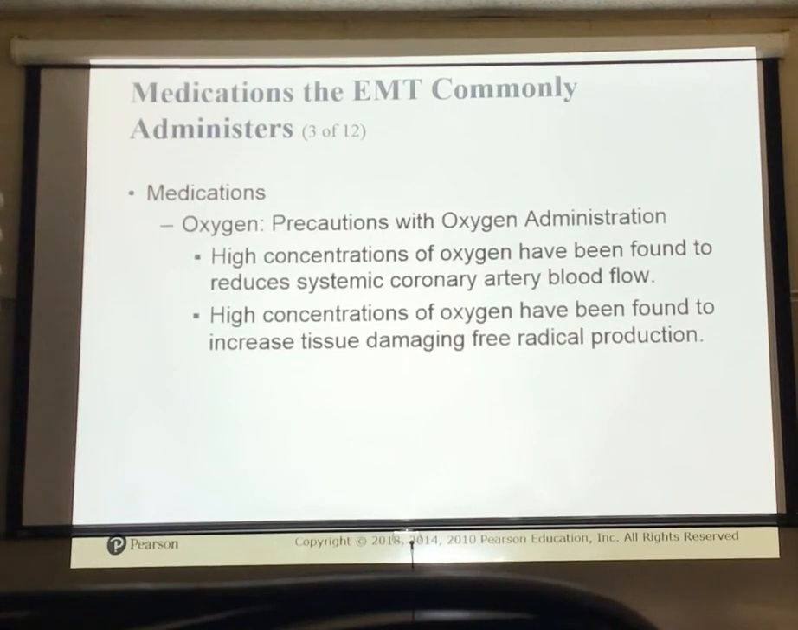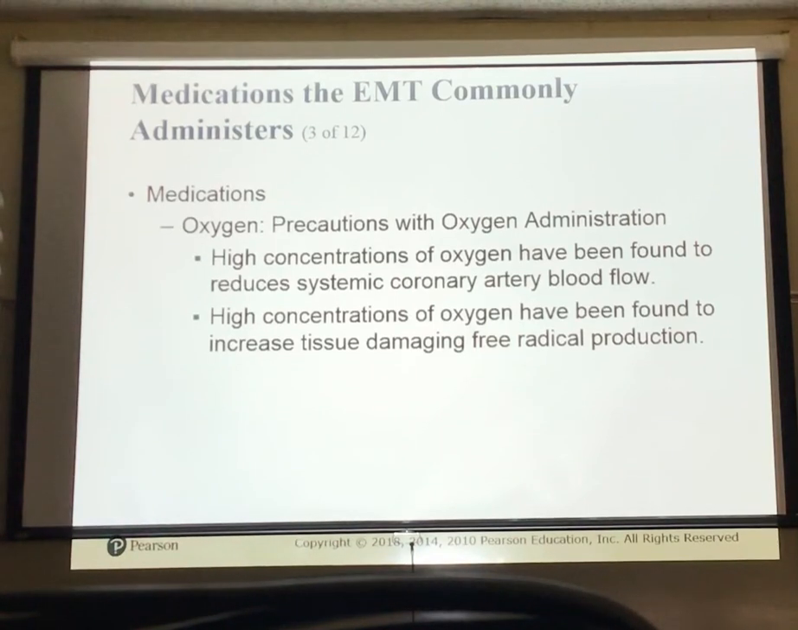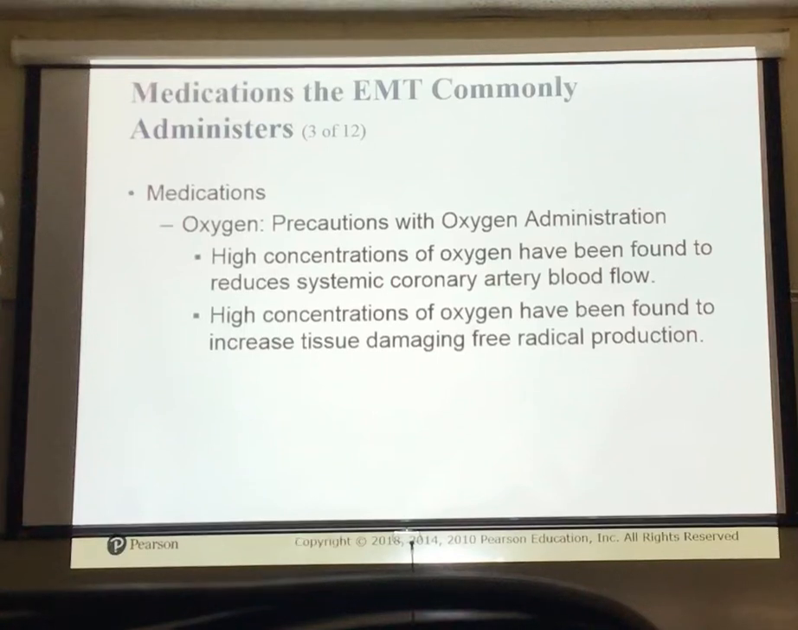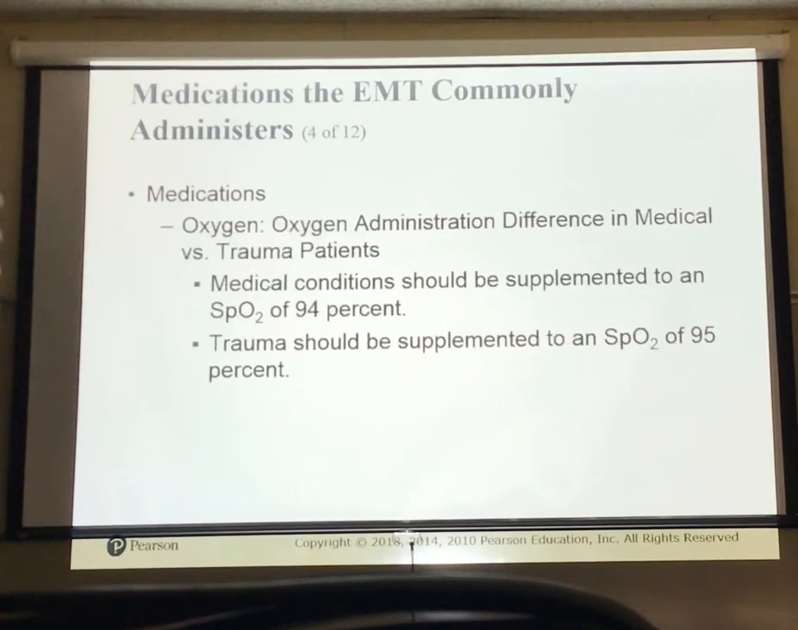In healthy individuals, high concentration of oxygen has been found to reduce cardiac output and left ventricular perfusion, which reduces systemic and coronary artery blood flow. In patients with heart disease, hyperoxia, which is high oxygen levels, leads to coronary artery vasoconstriction and a higher coronary artery resistance, thereby reducing coronary artery blood flow to the heart muscle. This can lead to a reduction in cardiac output, cardiac ischemia, and possibly life-threatening cardiac arrhythmias.